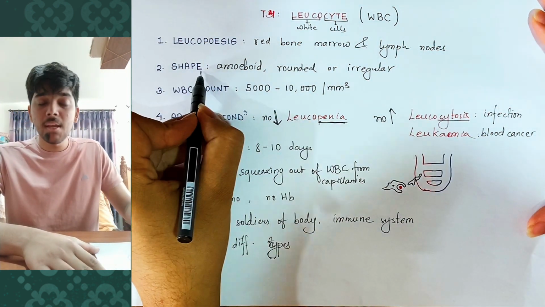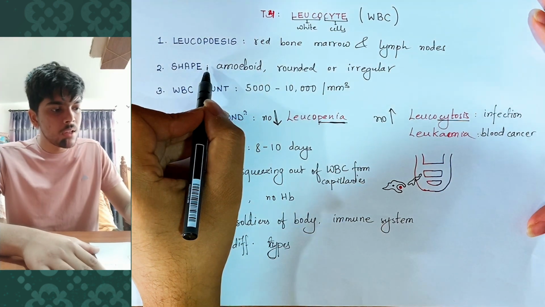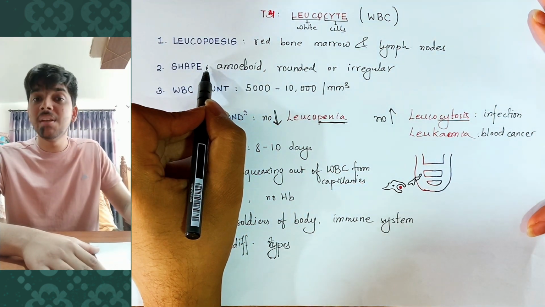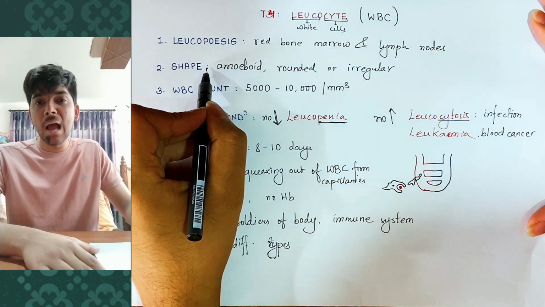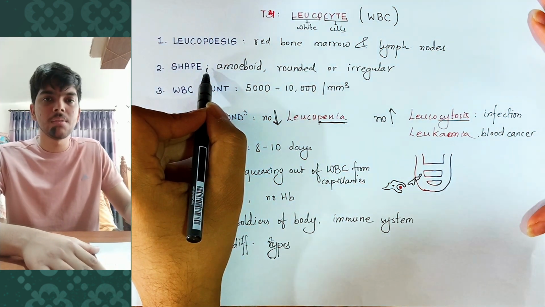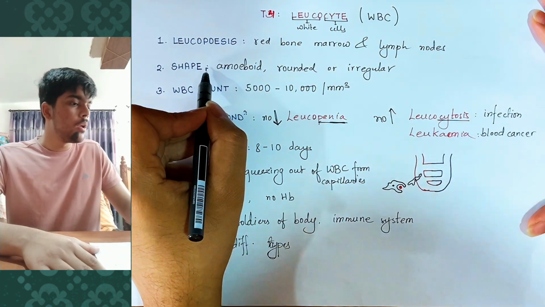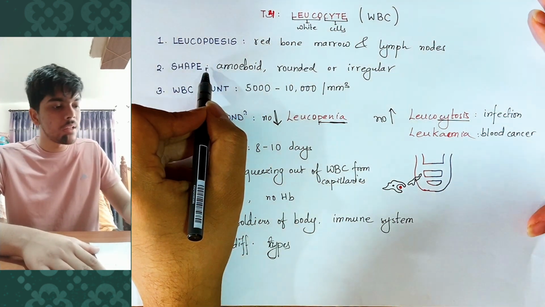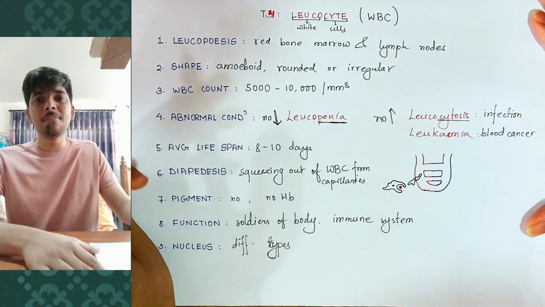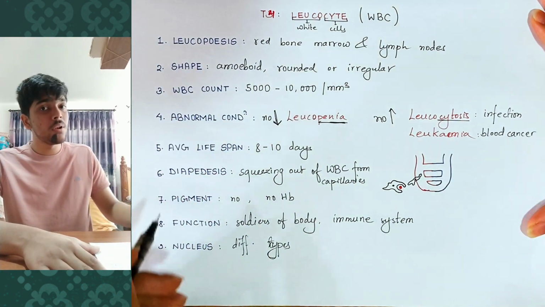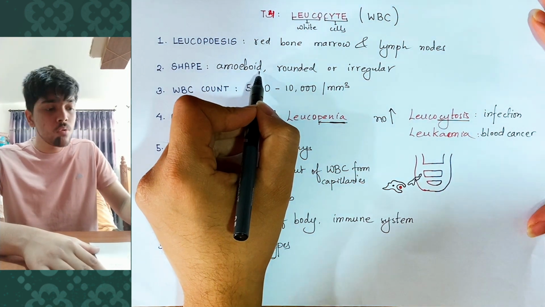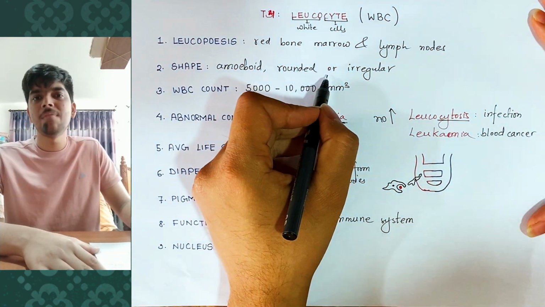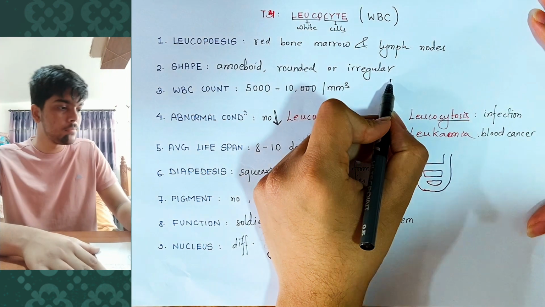Second, shape. In case of red blood cells, the shape was definite. That is, they were round, biconcave, and without nucleus in case of human. However, the white blood cells are of a variety of shapes. Some white blood cells look like amoeba, that's why they are amoeboid in shape. Some are round, so rounded. Some don't have definite shapes, so they are irregular.